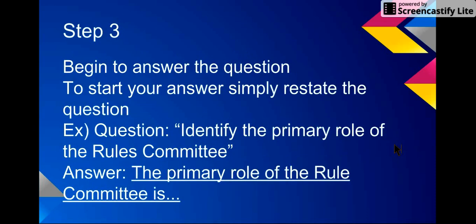Step 3. To begin answering the question, a student only has to simply restate the question. For example, if the question asked identify the primary role of the Rules Committee, a student would start their answer by saying, the primary role of the Rules Committee is. Restating the question is a simple and direct way to start your answer.